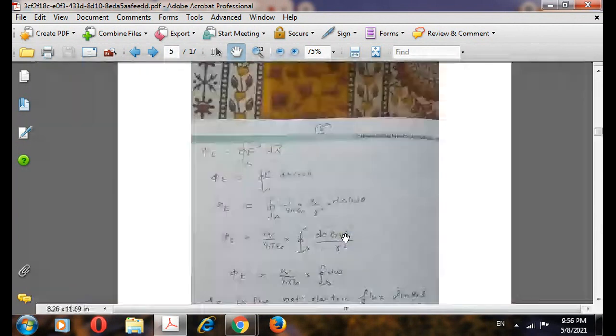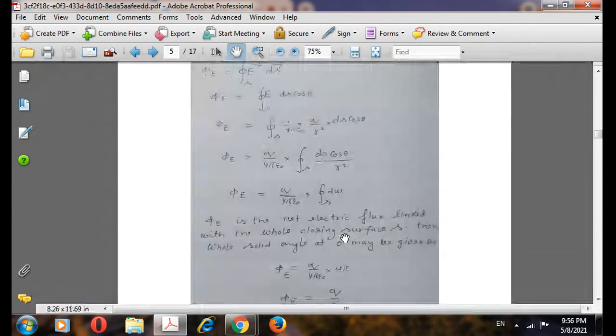Let us summarize in this video session. We tried to understand the basic concepts which are essential to understand Gauss's theorem. The first thing is electric flux. The second thing is solid angle. And the third thing is Gaussian surface. After knowing these three concepts, we can understand Gauss's theorem very easily.